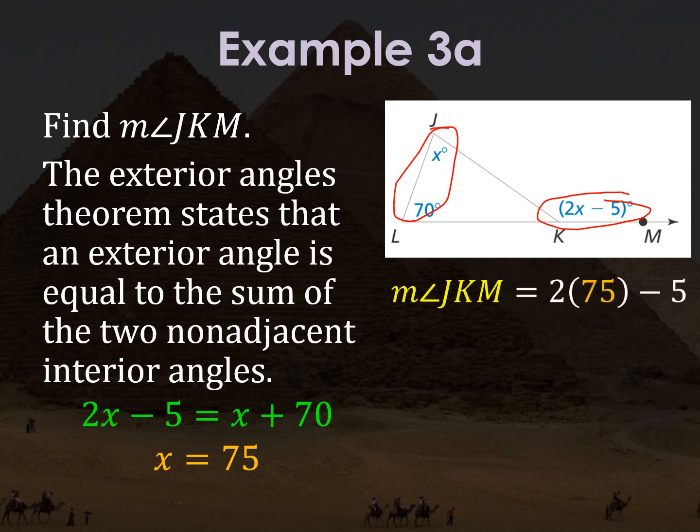Now measure JKM is what we want to figure out. So JKM is 2 times x, which is 75, minus 5. So the measure of the exterior angle is 145 degrees.